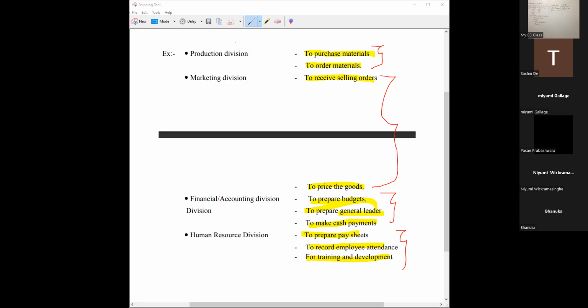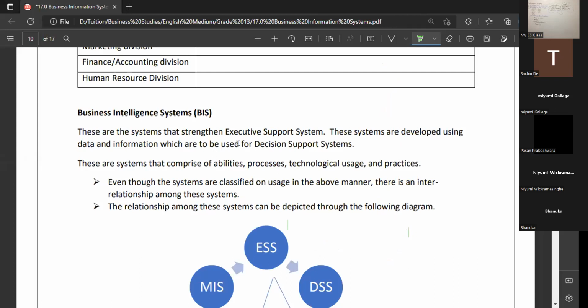Right now, guys, let's move to the BIS, Business Information System. Now, what are they telling us? These are the systems that strengthen the executive support system. These systems are developed using data and information to be used for the decision support system. And our decision support system will use the data. In order to give support to the executive support system, you prepare this business intelligence system.